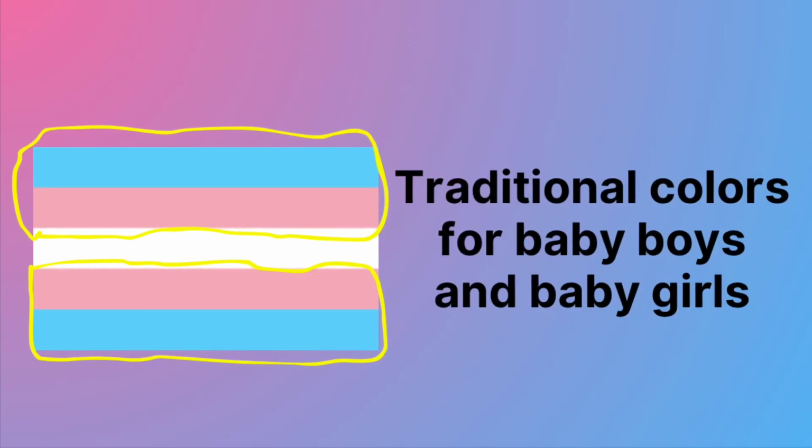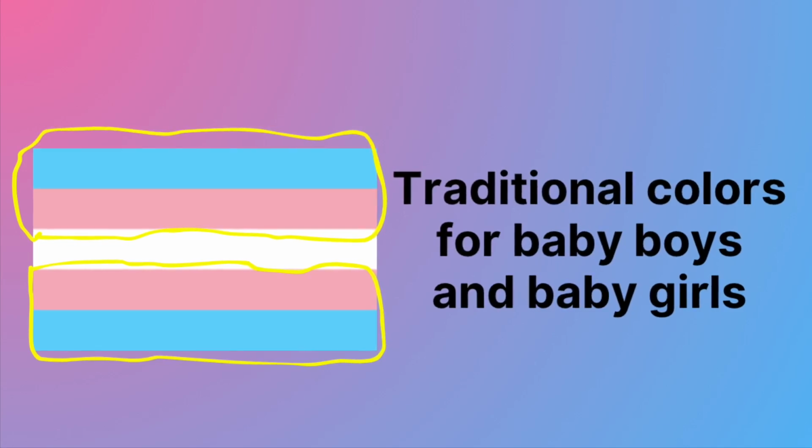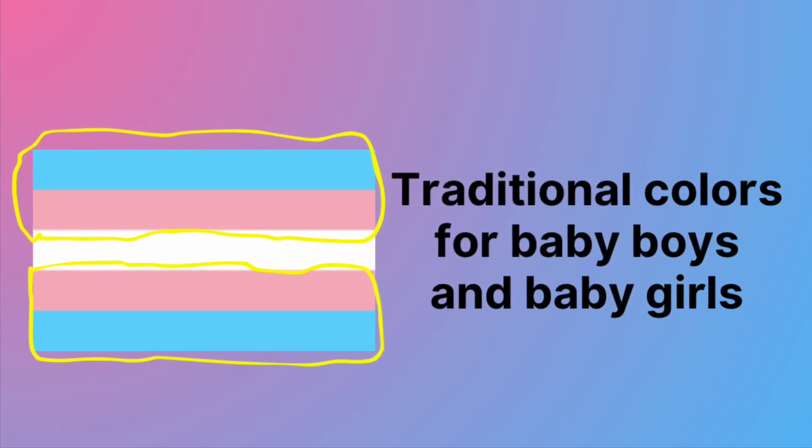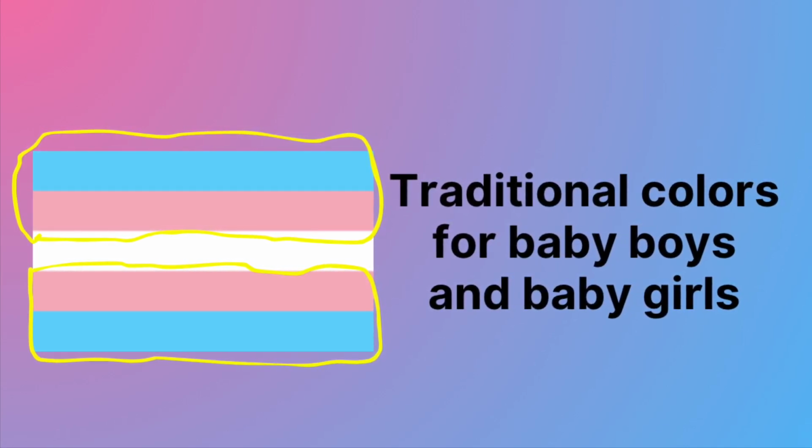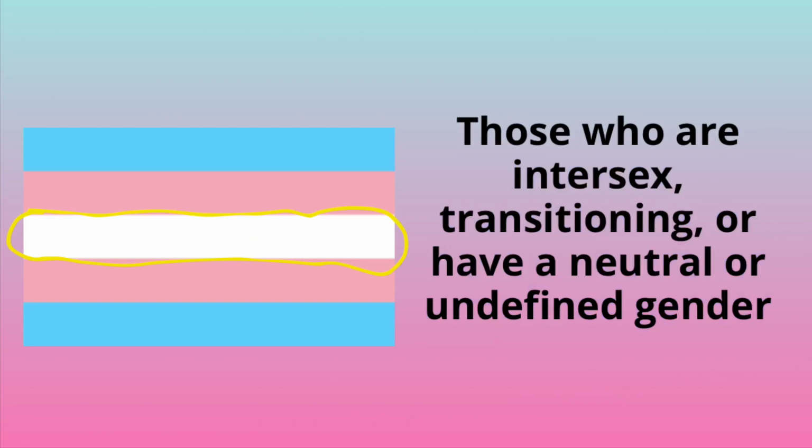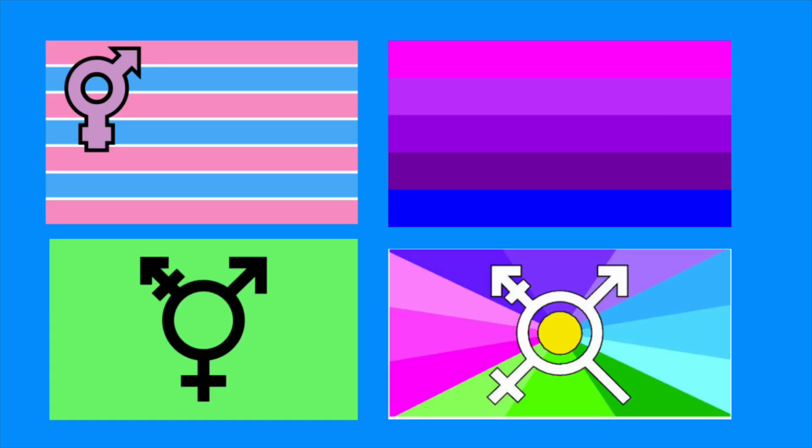As Helms put it herself, the blue and pink represent the traditional colors used for baby boys and baby girls respectively, and white represents those who are intersex, transitioning, or consider themselves having a neutral or undefined gender. The transgender flag itself has many variants, including the Jonathan Andrew flag, the Pelenin flag, the Israeli transgender flag, the Lindsay flag, and the Kaleidoscope flag.